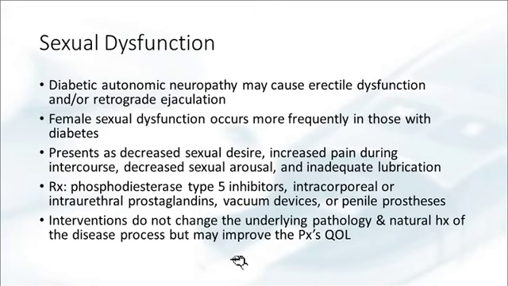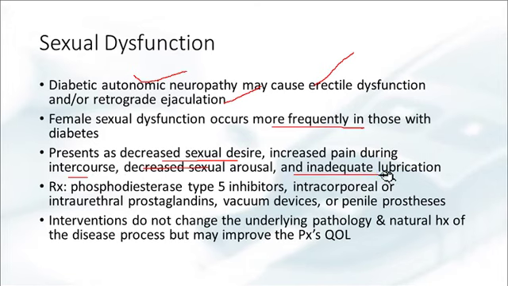Right, the next thing we're going to discuss is sexual dysfunction. And of course, diabetic autonomic neuropathy may cause erectile dysfunction or retrograde ejaculation in men. Female sexual dysfunction occurs more frequently in those with diabetes than those without diabetes. And female sexual dysfunction will present as decreased sexual desire and increased pain during intercourse, decreased sexual arousal, and inadequate lubrication.